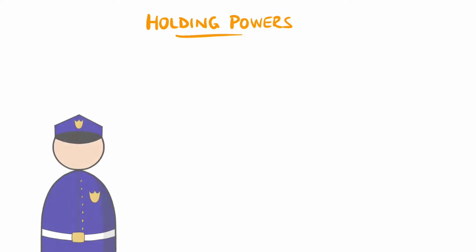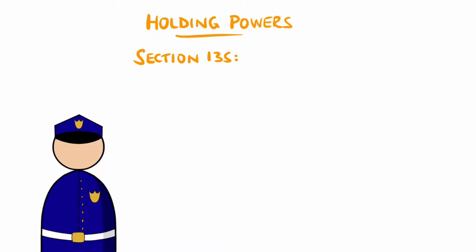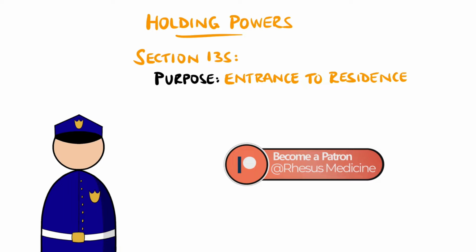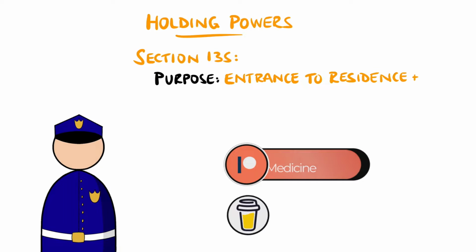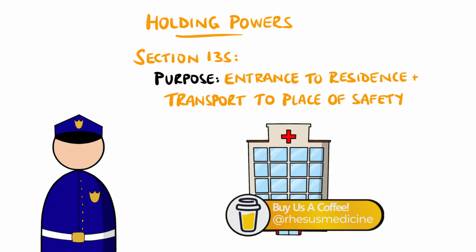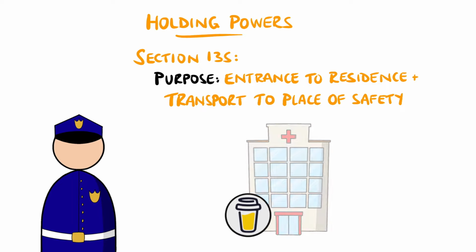Then there are Sections 135 and 136, used mostly by the police. 135 can be used if a person who is thought to be mentally disordered is not allowing assessment for sectioning in their residence. It allows for police to enter and take the person to a place of safety, typically a hospital, but may also be a police station.